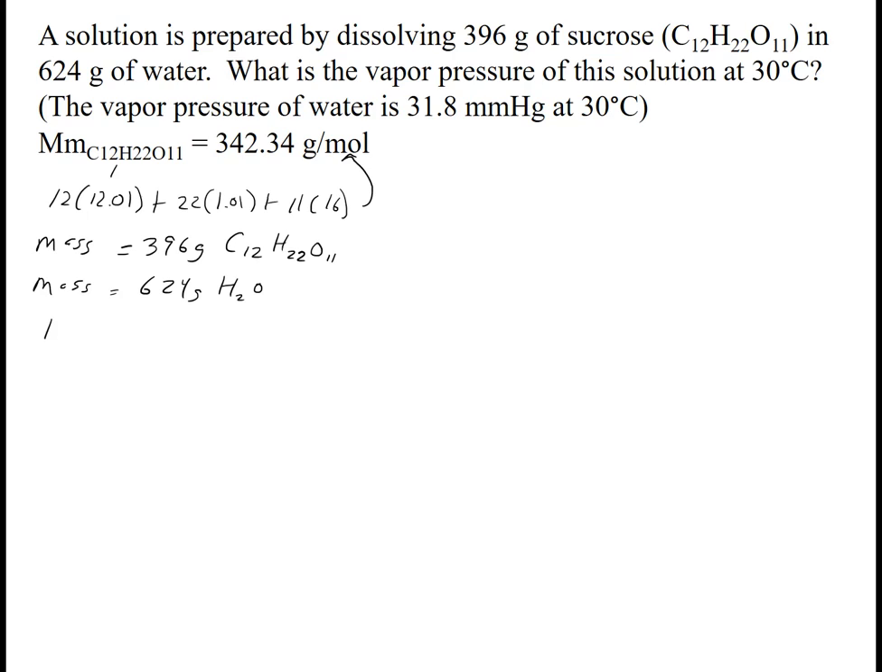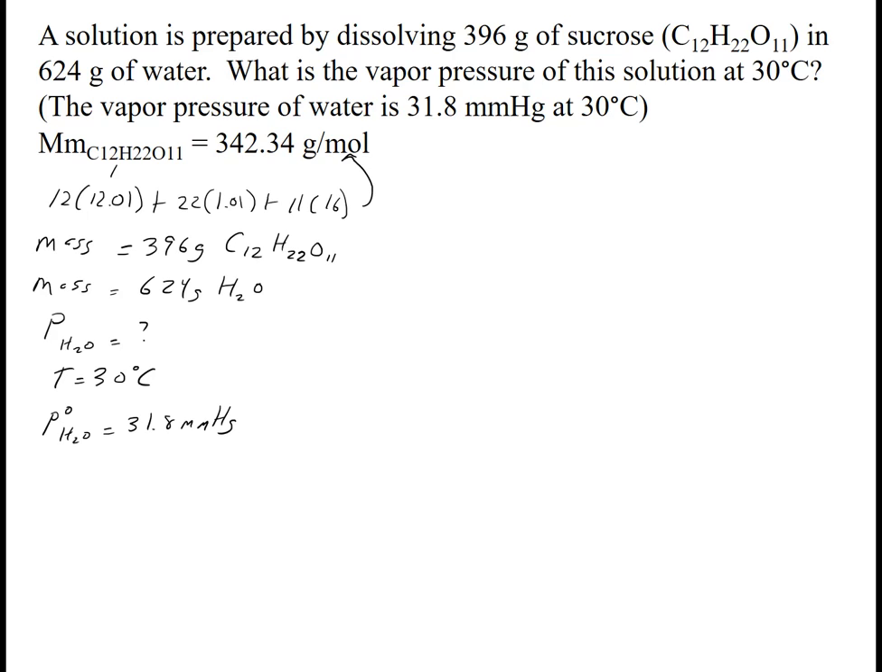It wants to know what is the vapor pressure of water, because that's my solvent. I have a temperature of 30 degrees C, and the pure pressure of water is given as 31.8 millimeters of mercury.